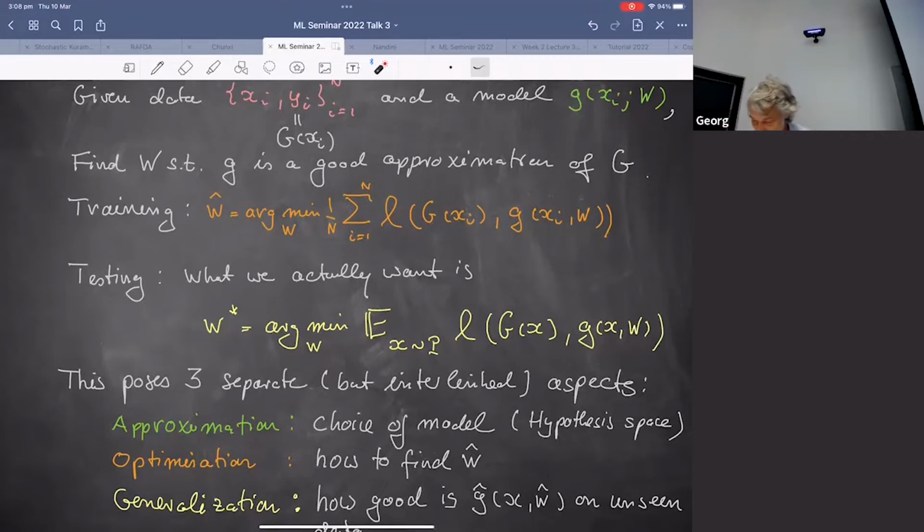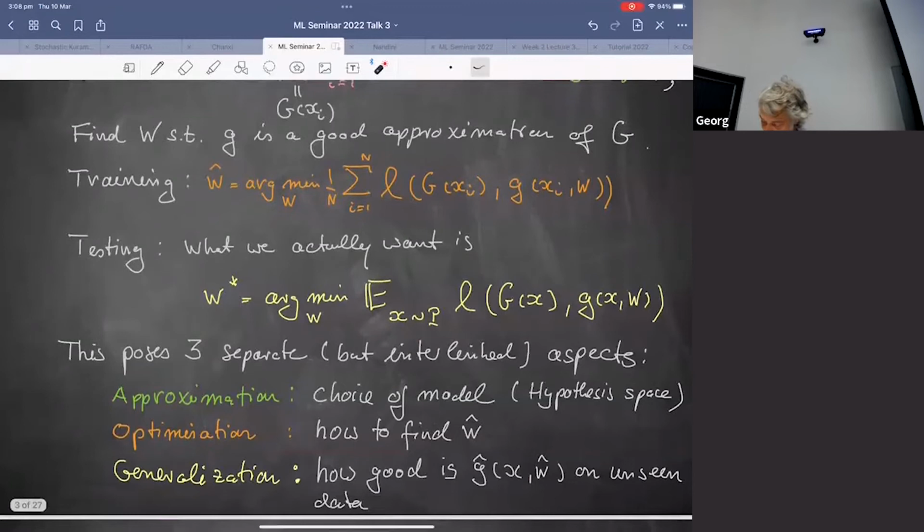The second one is the optimization in the training phase. How do we find this W hat in the training phase? What algorithms do we use? How does the energy landscape look? Can we expect to find a minimum? Can we expect to find a global minimum? Then finally, there is the issue of generalization. How good is the model that we find after optimization, where we establish this W hat? How good is that on unseen data?